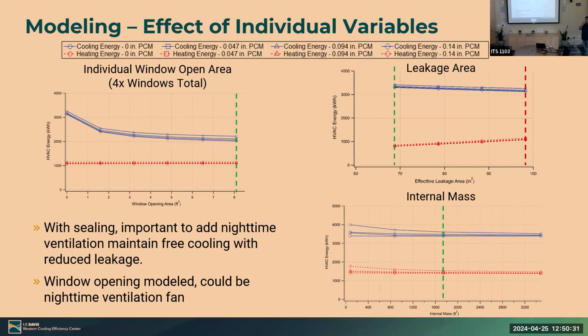Going down to internal mass. This theoretically should be increasing the internal mass of the home, which should decrease HVAC energy. So we wanted to measure how the effects of PCM changed with increasing thermal mass. You see at the lowest amount of thermal mass, PCM is most effective. Again, going from least PCM up here, most PCM down here.